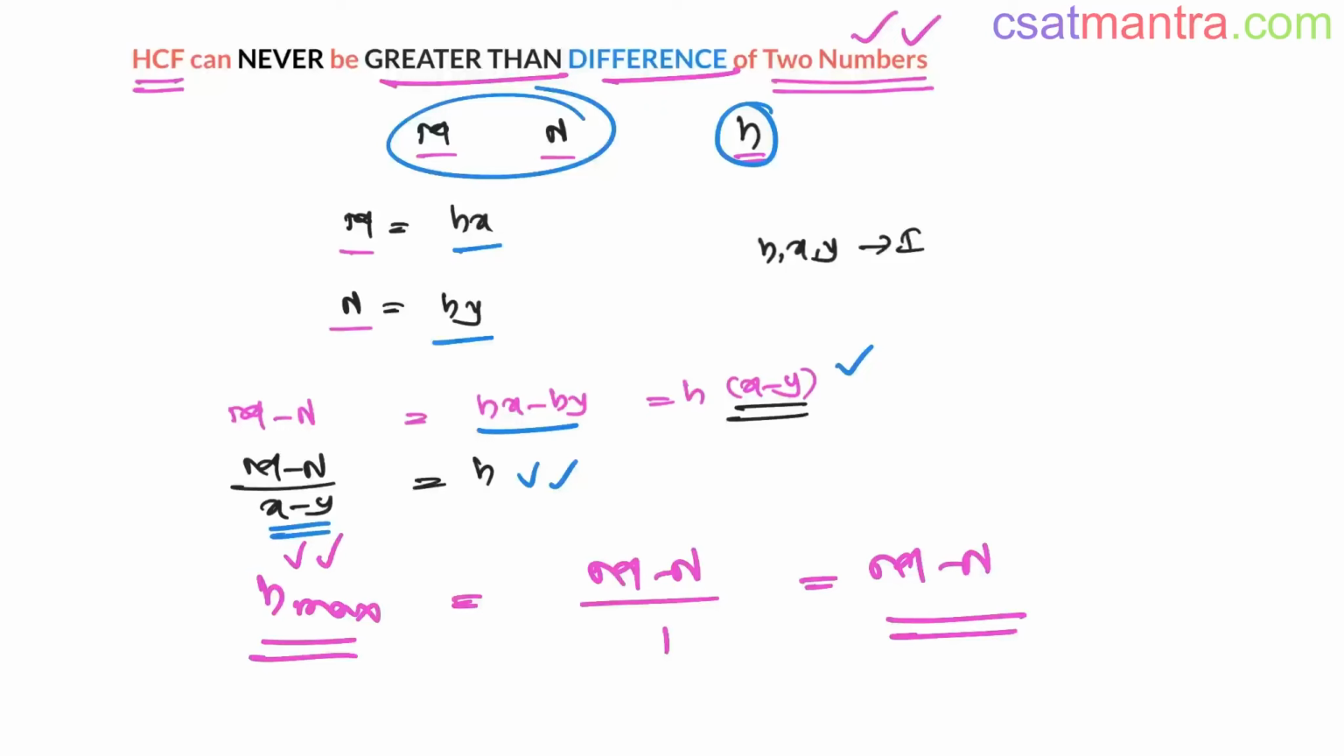x and y both are integers, right? So when you take their difference, the difference would be an integer, and we want this difference to be minimum. What is the least integer we have? I mean the positive one. That is 1, right? So we have 1 here. So the maximum value of HCF is m minus n, my friends.